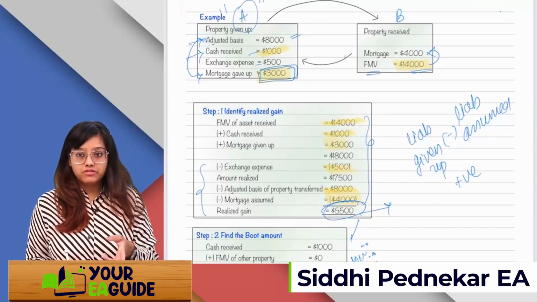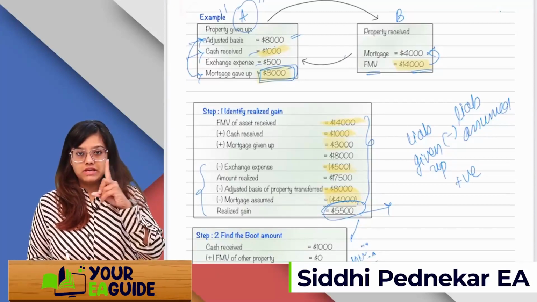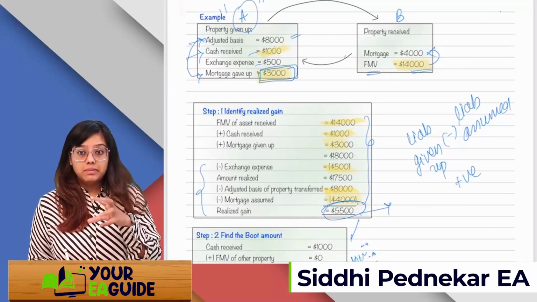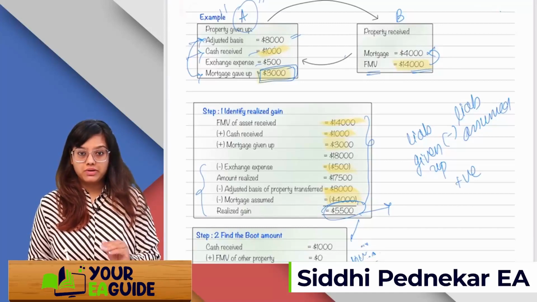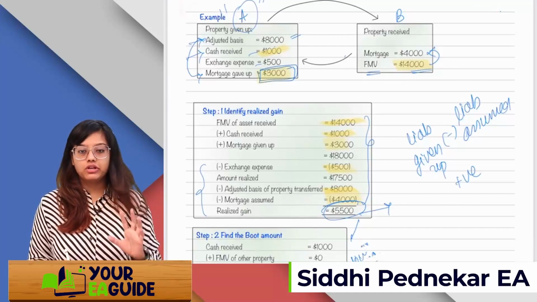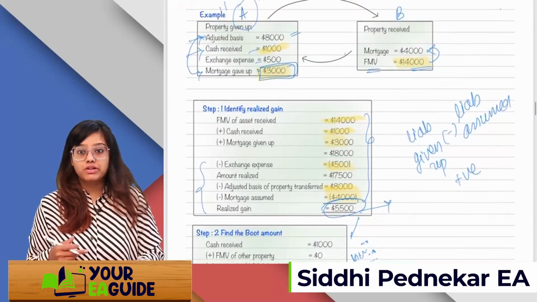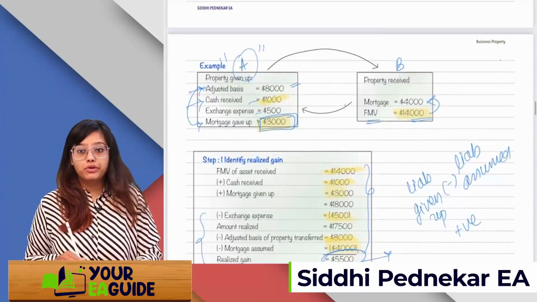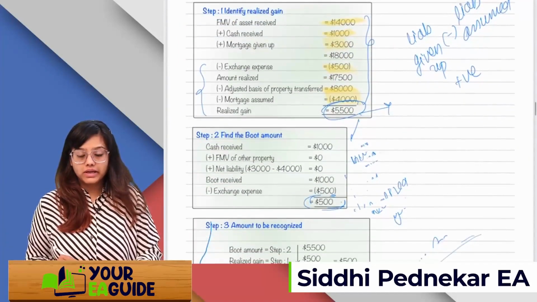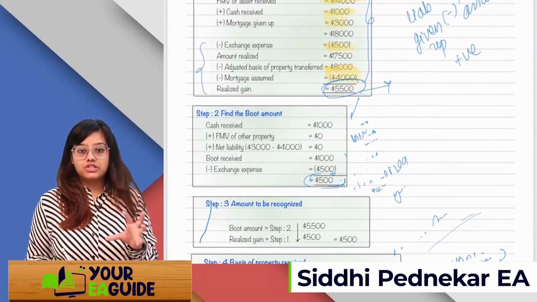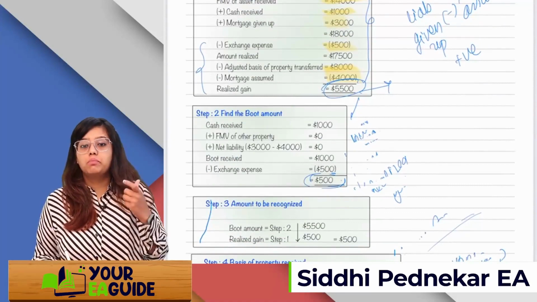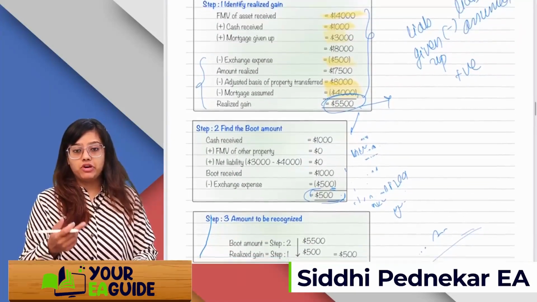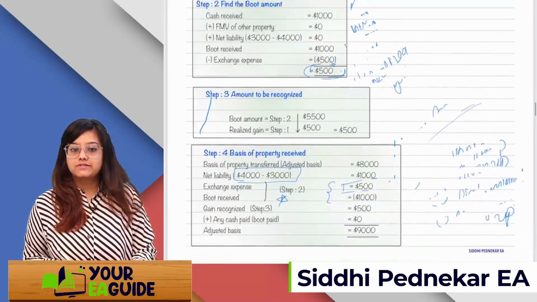But if you see from B's point of view, how will it be considered? B is giving up 4,000 of mortgage, but he is assuming the liability of only 3,000. So for him, 1,000 will be the boot amount that we will include from the point of view of B. Then you'll reduce the exchange expense. That is your step 2, that is your boot amount. So how much will you recognize? Step 2 and step 1, whichever is lower, you will recognize, that is $500.